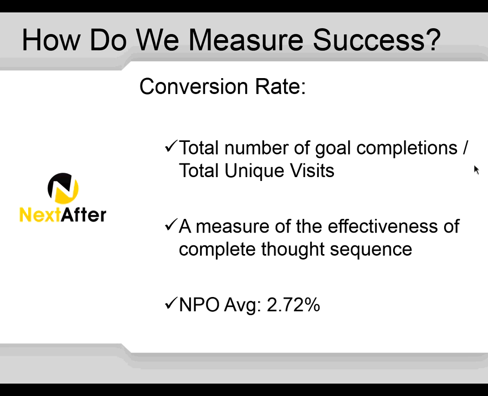And the first thing we need to talk about is how we measure success. The main thing we need to think about is conversion rate, which is the total number of goal completions, or in this case, donations, divided by the total number of unique visits. This is a measure of the effectiveness of the complete thought sequence from beginning to end. The average for nonprofits usually hovers between 2 and 3%. So the NPO average is about 2.72% of the people that come to the website actually make a donation.